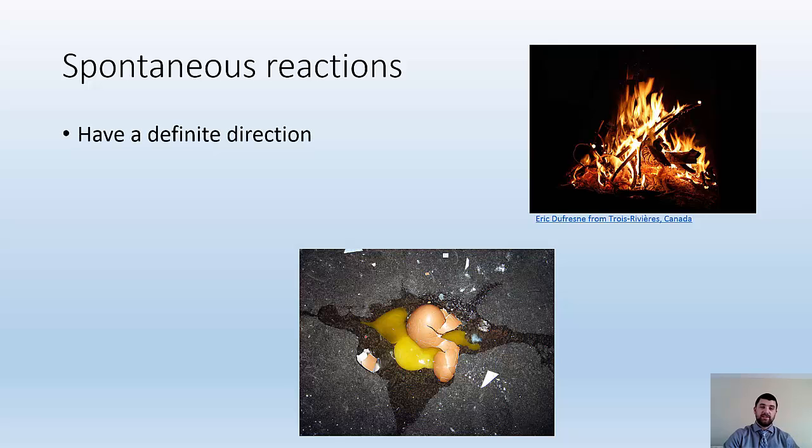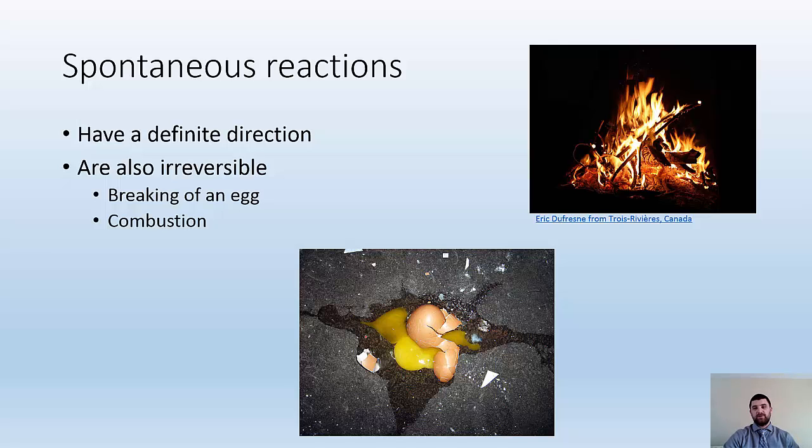All right, so spontaneous reactions have a definite direction. They're definitely going to a product side. It's not unclear where it's going forward. They're also irreversible. So breaking of an egg, definite direction, you drop it, it's going to the direction of breaking. It is also irreversible. You can't unbreak an egg. Same thing with combustion. It's definitely burning and making carbon dioxide and H2O, and you can't go backwards to make the sticks that you started with, right?